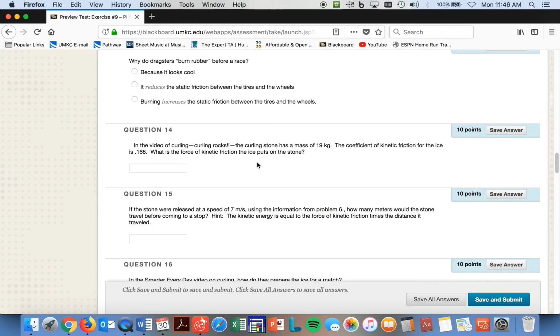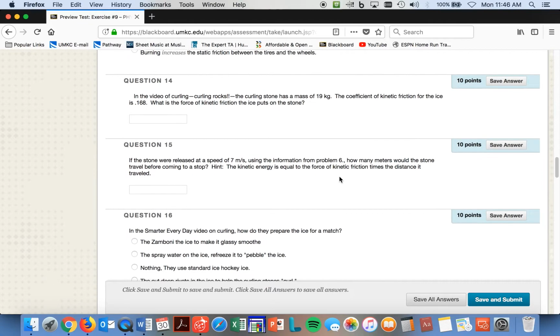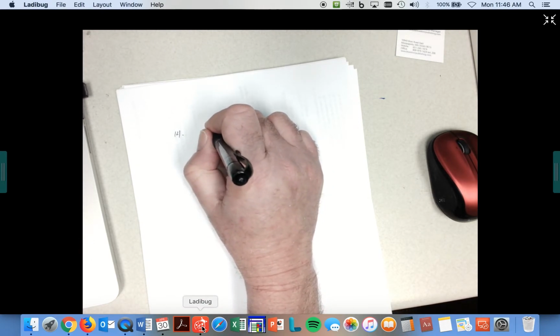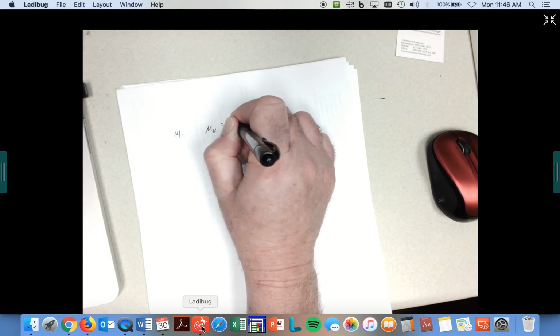What's the force of kinetic friction the ice puts on the stone? Once again, this is just like the dog musher, so this shouldn't be too bad. If the stone releases at a speed of 7 meters per second, how many meters would the stone travel before coming to a stop? So 14 is pretty straightforward. Mu of k is given, 0.168. I think I looked up the coefficient of friction for ice on ice, but those curling stones and the type of ice are really, really low.